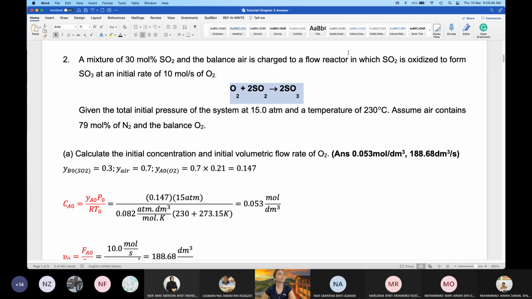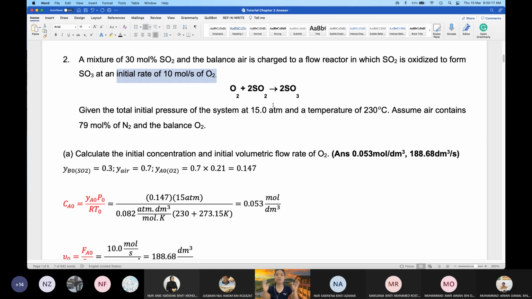Okay, next. Dia kata oxidized to form SO3 at the initial rate of 10 mole per second of O2. So what is this 10 mole per second? First dia kata mole per second, mole per time. So mole per time, molar flow rate. Okay, next dia kata initial. So this is initial molar flow rate. Then dia kata oxygen gas. So this is the initial molar flow rate of oxygen gas.